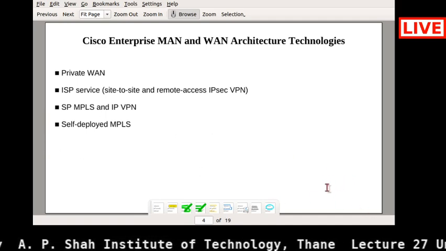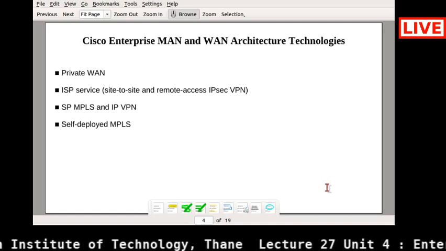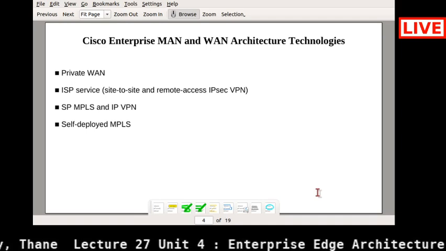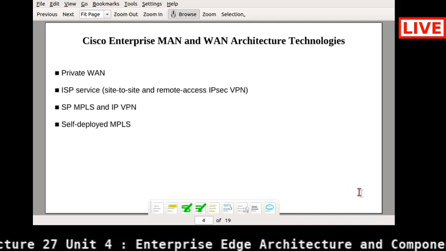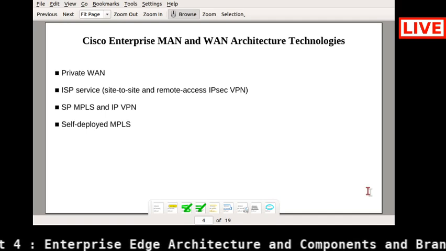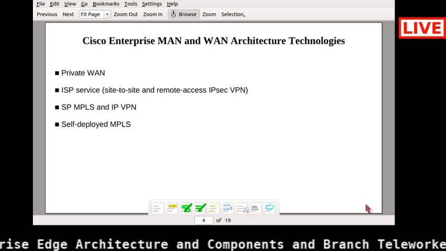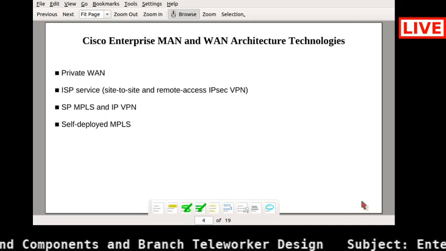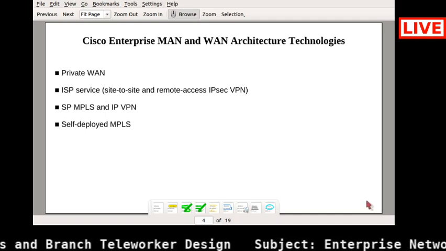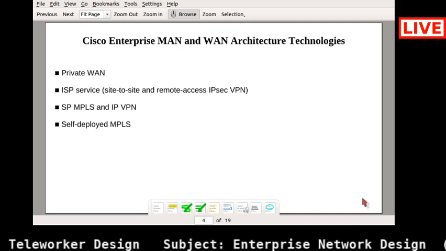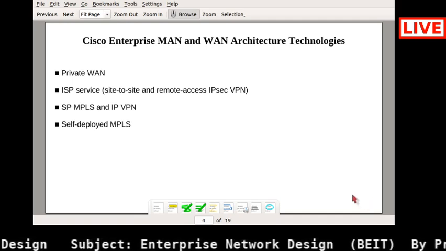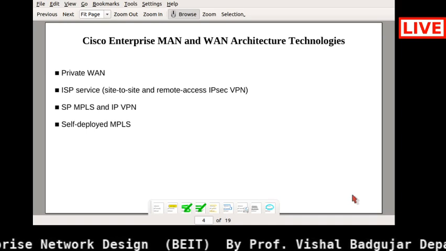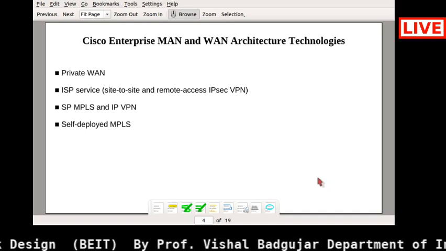And the last one is self-deployed MPLS. Self-deployed MPLS is nothing but network segmentation, which we just talked about. It is a technique that allows the enterprise to logically segment the network. If you segment the network this way, it is obviously lower cost, and the network equipment gives you higher output. So self-deployed MPLS is also one of the technologies you can use with respect to the enterprise edge WAN design.